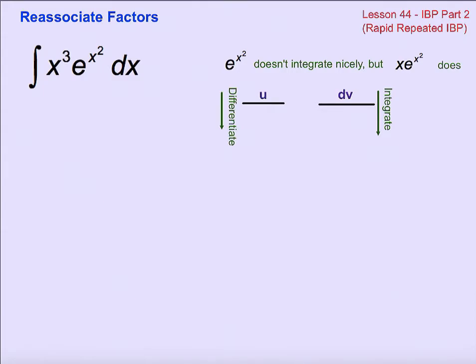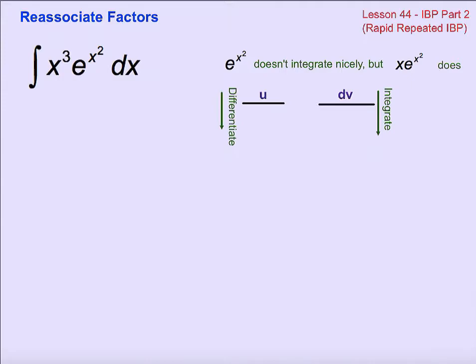Ladies and gentlemen, for my next trick, we will try and integrate an antiderivative that doesn't seem to work for integration by parts. We don't seem to have a dv, but we're just gonna coax it a little bit, play around a little bit until we can integrate. So here's the integral of x cubed e to the x squared dx.